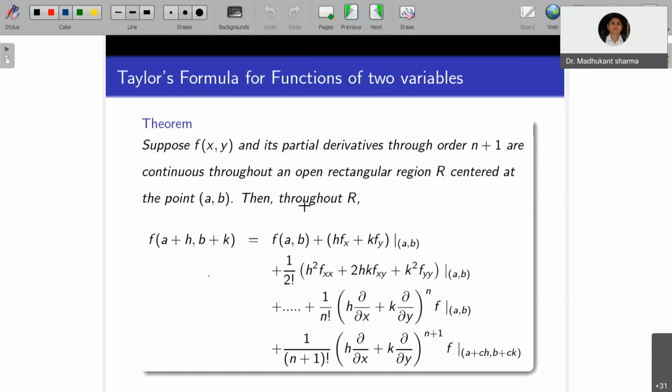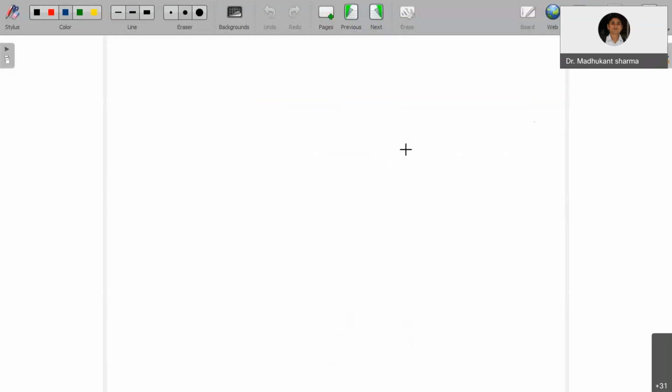discussed today. And this expression of having Taylor's formula on the right side, I will also try to explain how it is an application of Taylor's formula for a function of a single variable. So I will come back to this formula. What we are trying to find out in Taylor's formula is to approximate a function at (a plus h, b plus k).